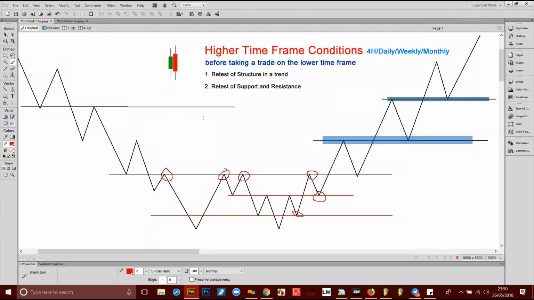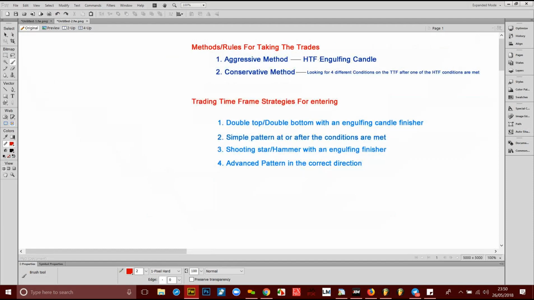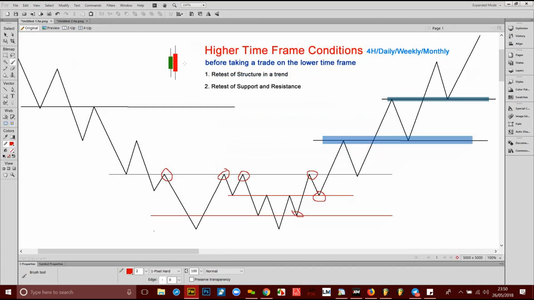Now, what does that mean? So if I decide to trade this trade without even dropping down to my 1 hour, to my 4 hour, if I'm coming from my daily, if I saw these conditions on the 4 hour time frame, let's say I saw these conditions, the retest of structure, retest of support and resistance. If I saw it on the 4 hour time frame and I want to enter the market aggressively, what do I look for? I'm looking for an engulfing candle. And what does an engulfing candle look like? I already drew it here. An engulfing candle would always engulf the previous candle.